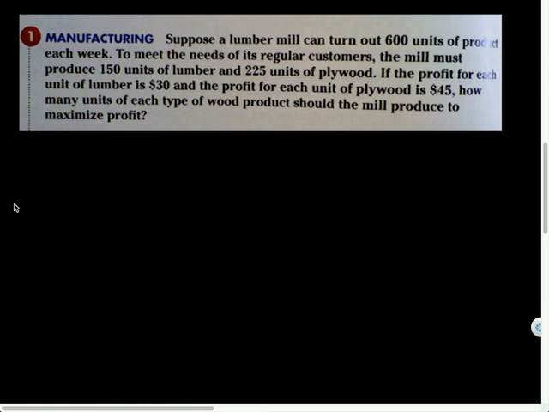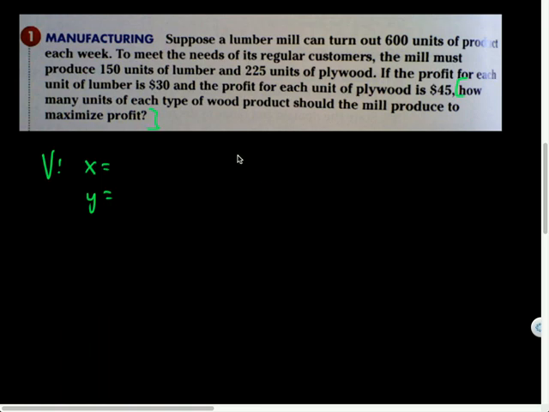So we're going to use our typical word problem solving format, VESA, which stands for variable, equation, solve, and answer. For our variables, typically the variables of our problem are found within the question. It says how many units of each type of wood product should the mill produce? There were 2 types, right? So I'm going to call these X and Y. But if you wanted to call them L and P for lumber and plywood, it doesn't matter to me.